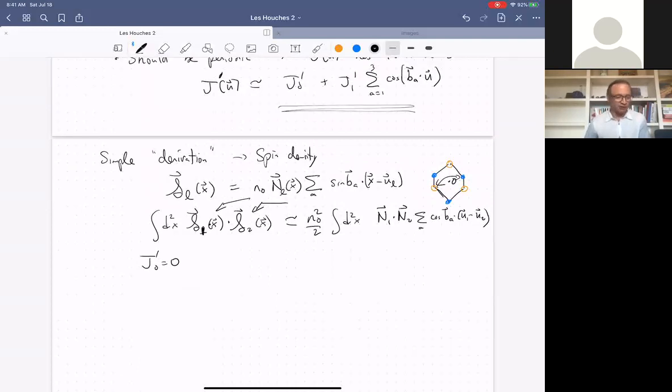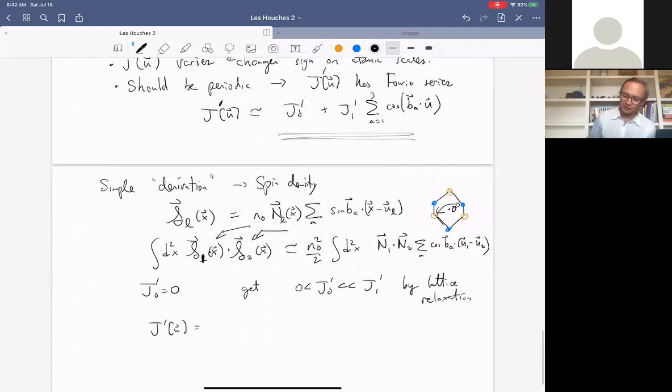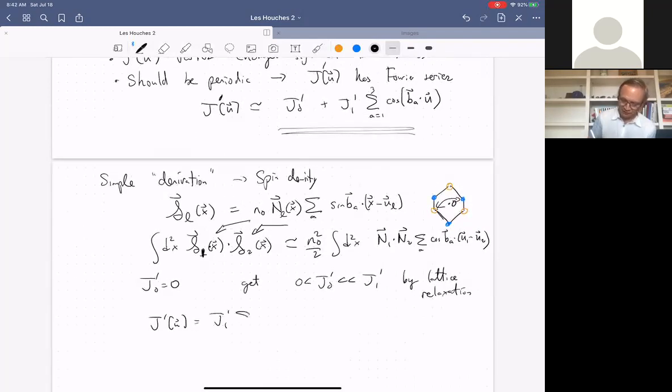In general, that won't be exactly true. For example, we can get J0 prime bigger than 0, but still much less than J1 prime, by lattice relaxation. But for the sake of simplicity, we'll take that to be the case. Okay, so we'll just assume J prime of u is this: J1 prime, sum on A, cosine BA dot u.